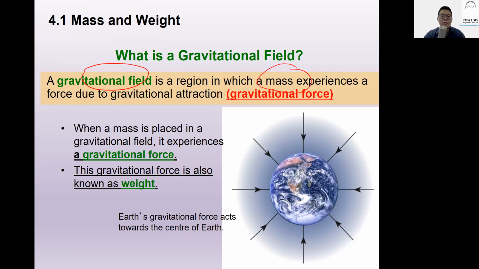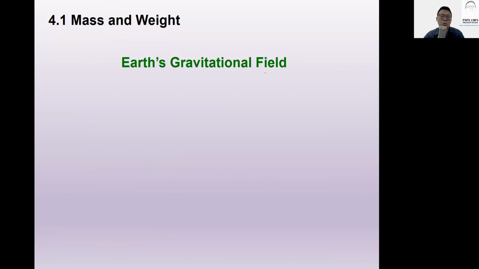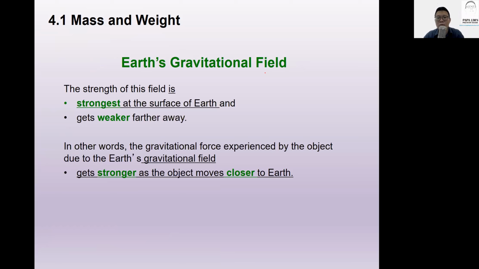Whenever a mass is placed in the gravitational field, it will experience the pull. The pull is termed as gravitational force, and this force has a name: it's called the weight. So the mass of the object coupled with the pull of the planet is what we term as gravitational force, or aka weight. So weight has two components inside, which is the mass and the gravitational field strength.